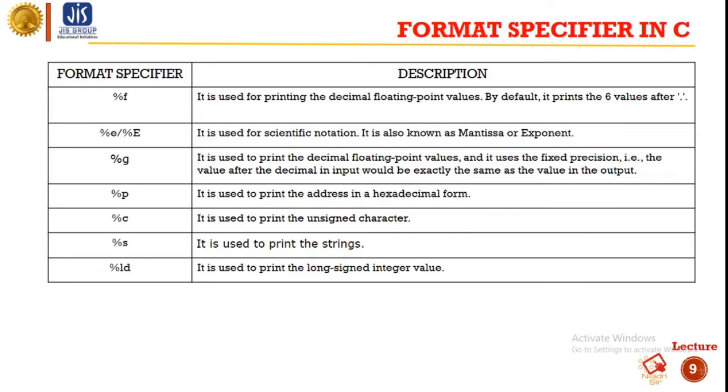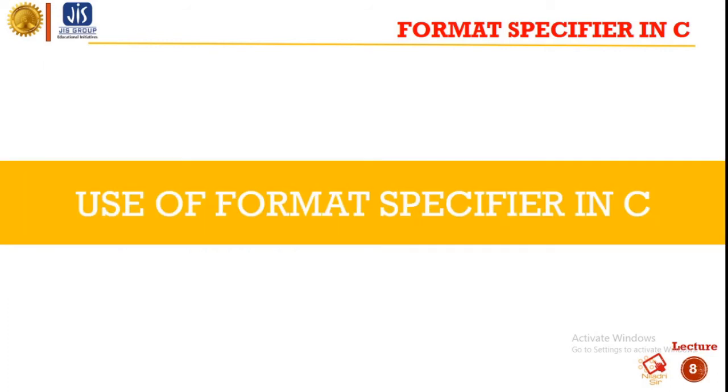Next one is %c. It is used to print the unsigned character. Next one is %s. It is used to print strings. Next one is %ld. It is used to print long signed integer values. So these are examples of different format specifiers in C.